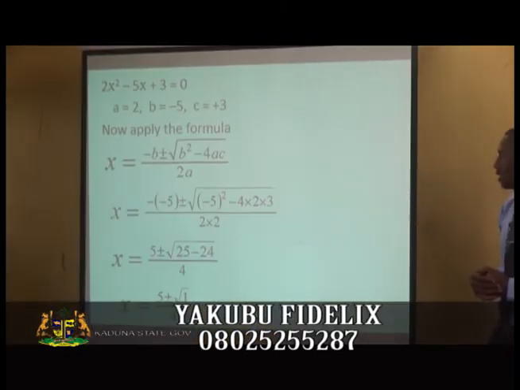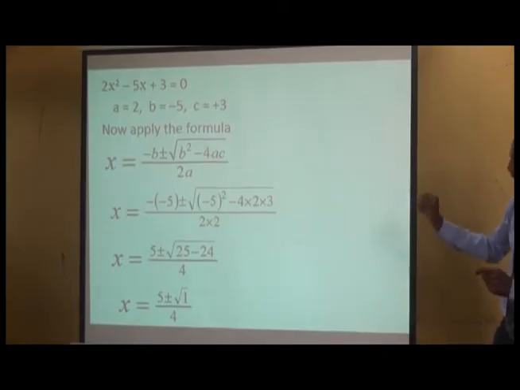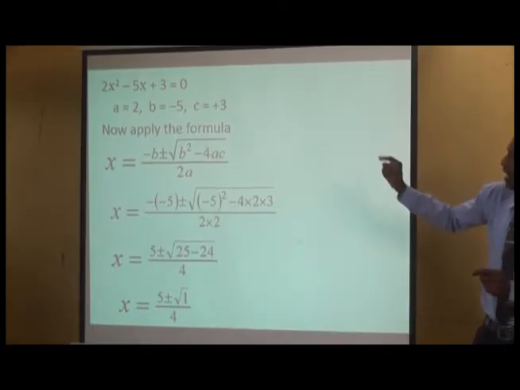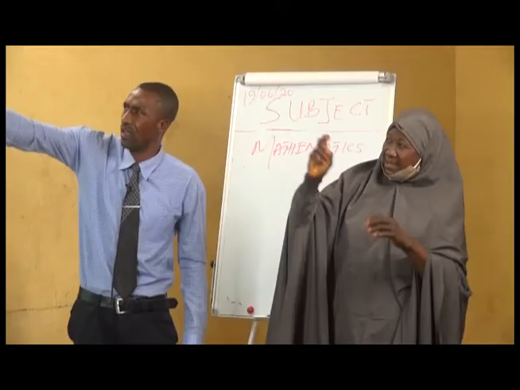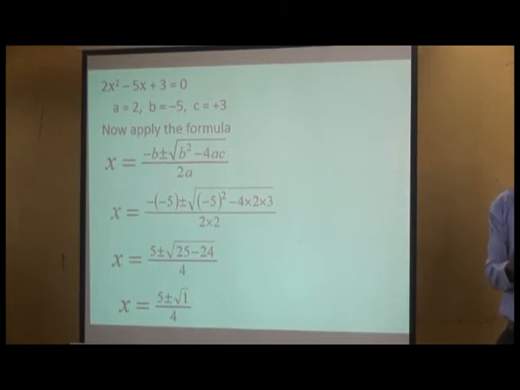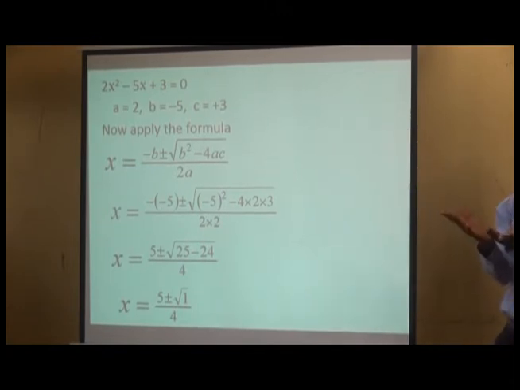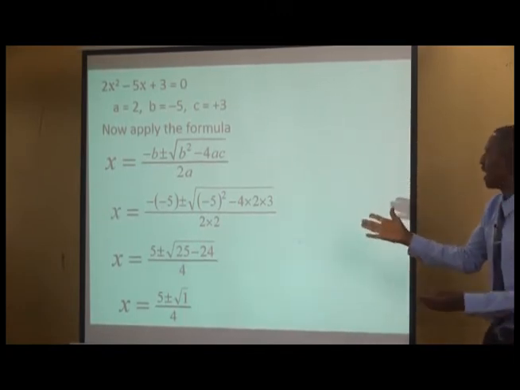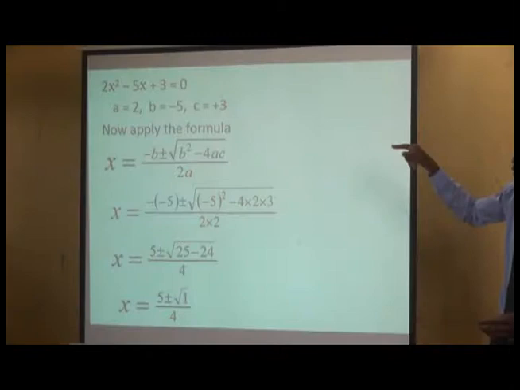Solution. First and foremost, we are going to write down the values of a, b, and c. From the equation, a is the coefficient of x squared, which is 2. So our a equals 2. Then, b is the coefficient of the middle term, which is minus 5. That is why you can see our b equals minus 5. And c is the constant, and the constant number in the equation is 3. So c becomes plus 3.